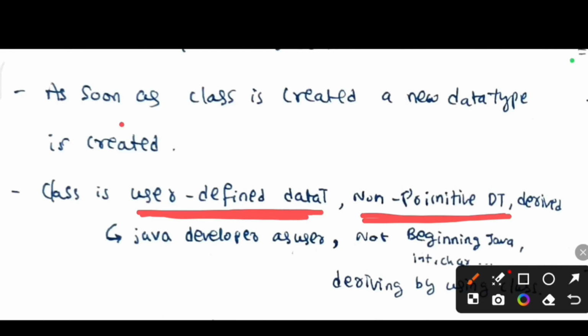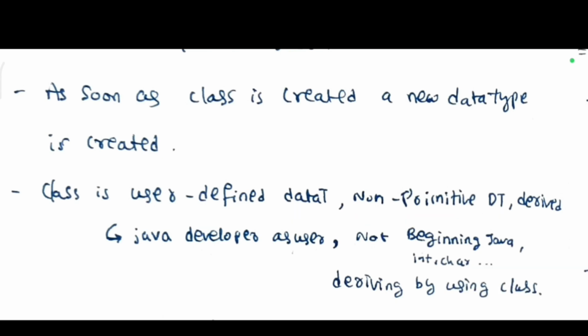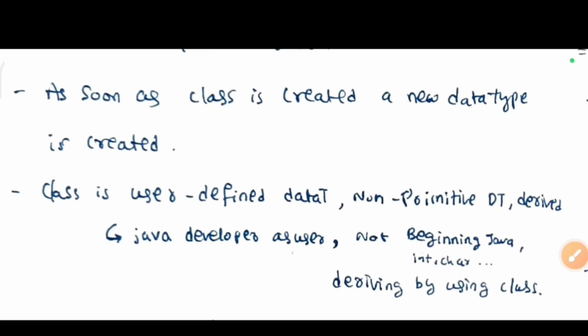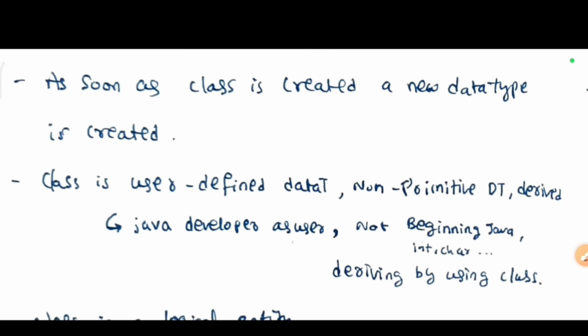Now, after creation of the class in Java, whatever we are creating is nothing but a non-primitive data type. So we are creating the class, right? So it is nothing but a non-primitive data type. It is also called a derived data type. Derived data type means we are deriving the data type by using class, so that's why it is also called a derived data type. I hope I have cleared up what a class is and why it is called a data type.